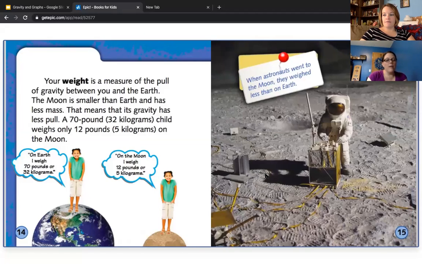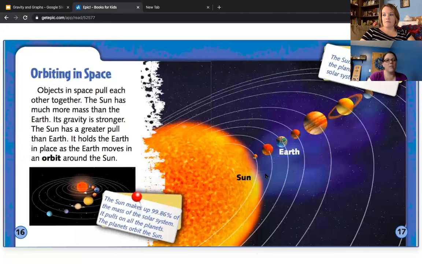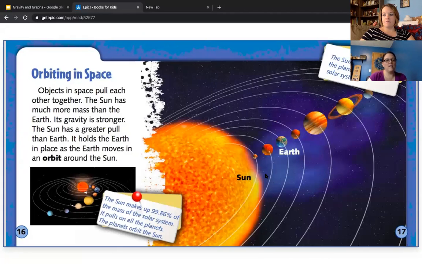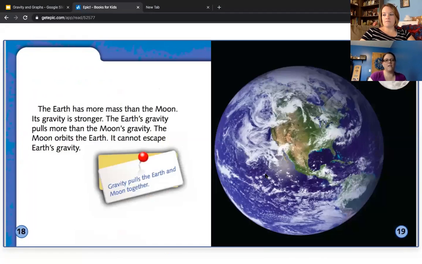Orbiting in space. Objects in space pull each other together. The sun has much more mass than the Earth. Its gravity is stronger. The sun has a greater pull than Earth. It holds the Earth in place as the Earth moves in an orbit around the sun. The Earth has more mass than the Moon. Its gravity is stronger. The Earth's gravity pulls more than the Moon's gravity. The Moon orbits the Earth. It cannot escape Earth's gravity.